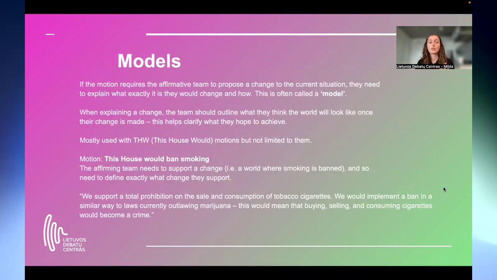Now we will move on to models, framing, stances, and definitions. And I will take a sip of water, just a second.